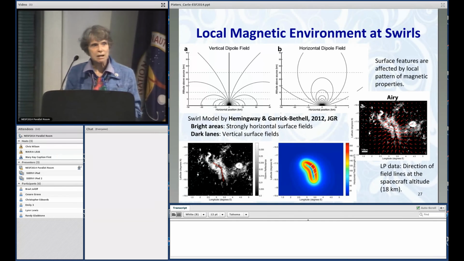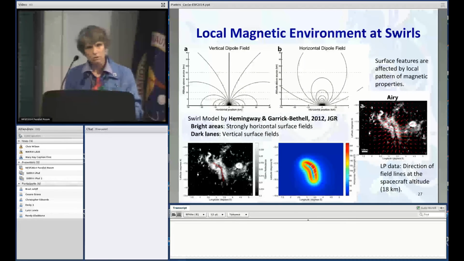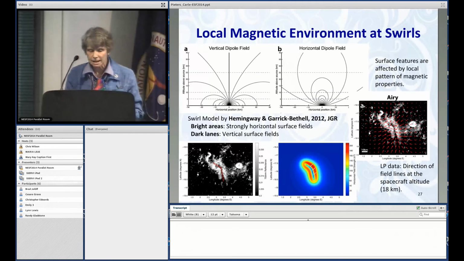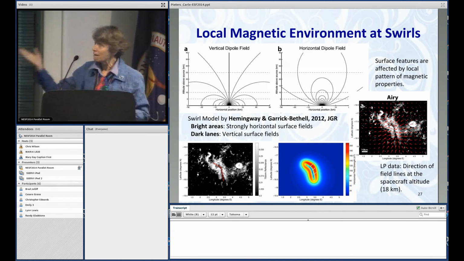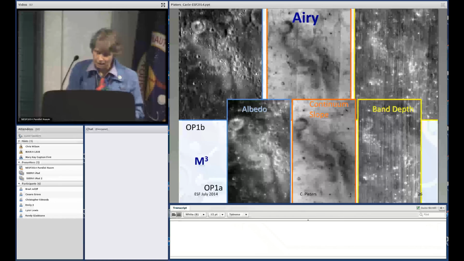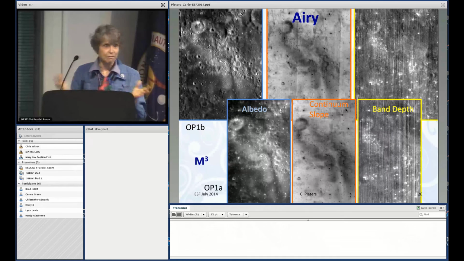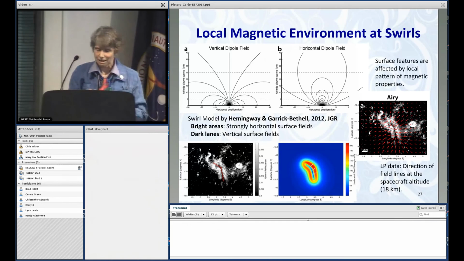There's some beautiful modeling that Ian Garrick-Bethell and Doug Hemingway did, looking at the details of the magnetic field and hypothesizing the vertical is associated with the dark lanes and the horizontal component is associated with the bright lanes. When they modeled this and got close up, it fits the area very nicely. And again, just going back to what we see, everything's beautifully consistent: magnetic field, bright lanes, dark lanes, in terms of the character of the magnetic field.